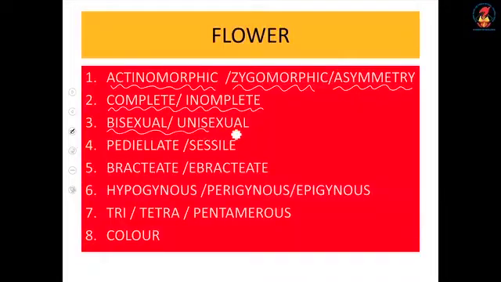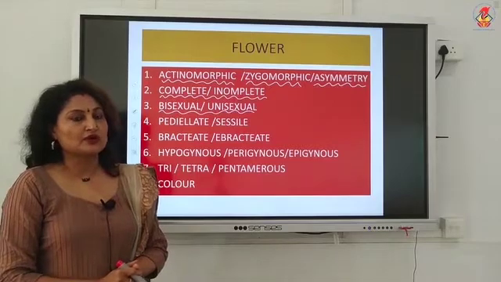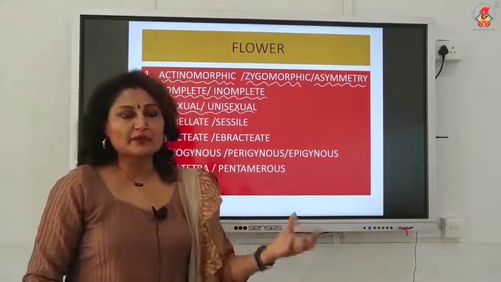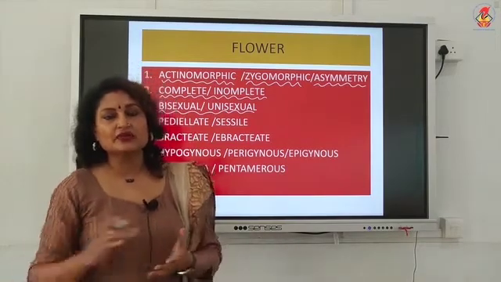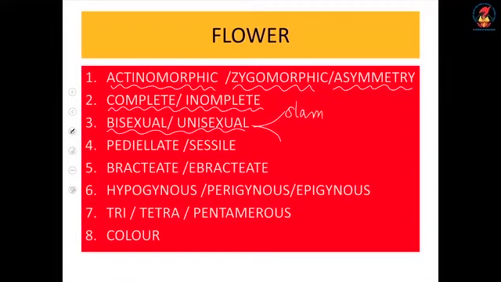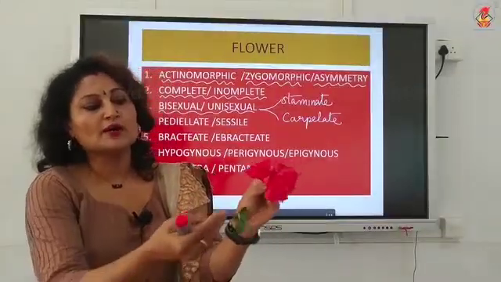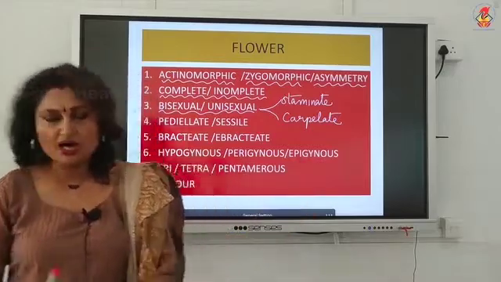Then bisexual. Thirdly, bisexual or unisexual. Bisexual, if both the male and female reproductive organs are present, it is bisexual. Whereas unisexual, if the flower comprises only the male reproductive organ or only the female reproductive organ, it is called unisexual. Unisexual, if the flower comprises only the male stamen, it is known as staminate flowers, or if it only comprises carpel, it is known as carpellate flowers. See how it gets the name. That is in the case of unisexual flowers. Most of the flowers are bisexual. See, hibiscus, which is very common, it has both the male and female reproductive organ. Most of the flowers are bisexual.